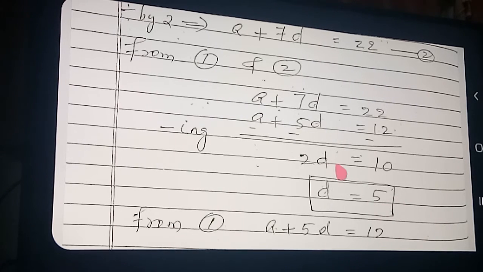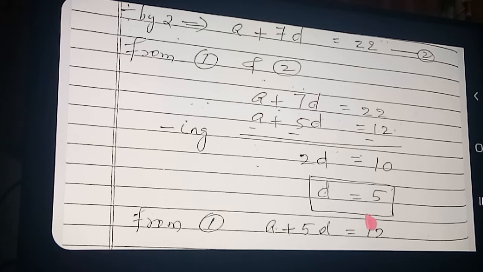I told several times, teacher told, for an AP a very important point: we need a first term and common difference. That is your primary aim, first term and common difference. Now you got the common difference. D how much? Got 5.